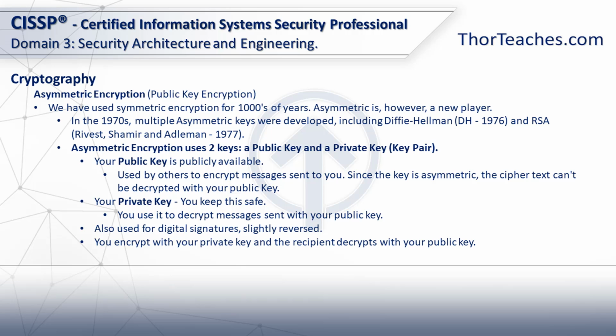Does that make sense? If you need to send a message to someone else, you would use their public key to encrypt the message. They would then use their private key to decrypt the message. This can also be used for digital signatures. The order is slightly reversed, and we'll look at those later.